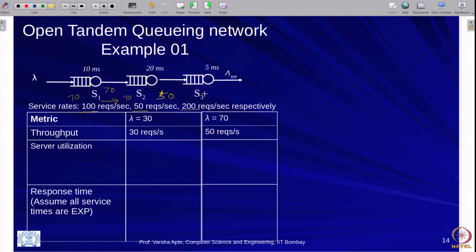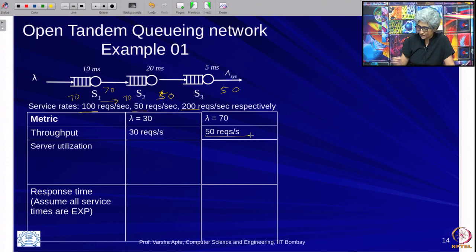And now 50 requests per second will come to S3. So S3 is going to be able to do 50 requests per second. So this output here is going to be 50, and that is why of course we have the overall throughput as 50. But each server's utilization depends on its own service rate. So rho 1 is going to be of course 70 by 100, which is 0.7. Rho 2 is going to be 1 because 70 is more than 50, so the server will be fully utilized. Rho 3 is going to be 50 by 200, which is 0.25, right. So those are the server utilizations.